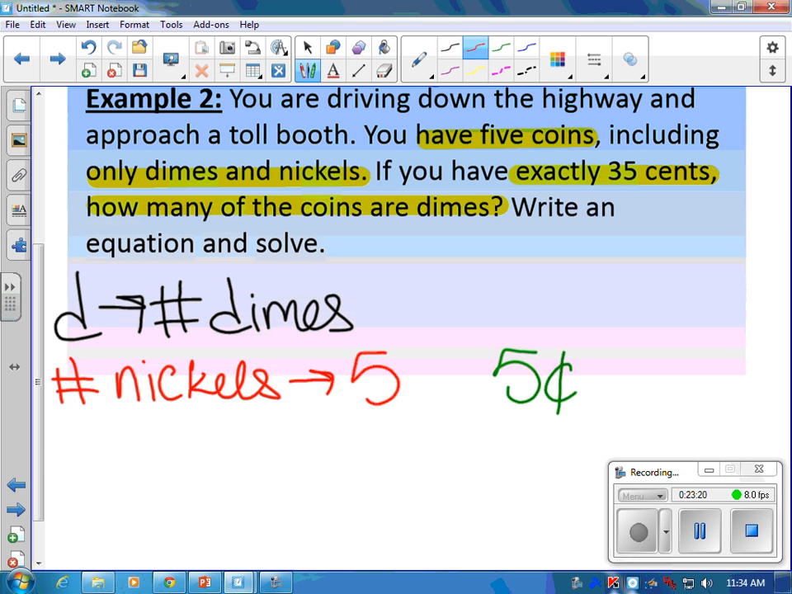Okay, again, I only want 1 variable. Having more than 1 variable, we can't solve this problem. We'll be able to later, but we can't right now. So again, when we chose to say that we had 1 dime, we took 5 minus 1 to tell me how many nickels I have. Now I don't have 1 dime, I have D dimes. How do I figure out how many nickels I have?